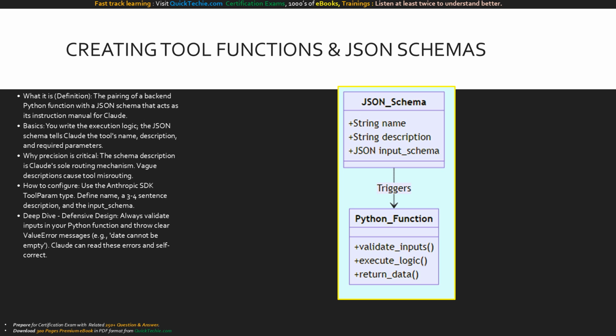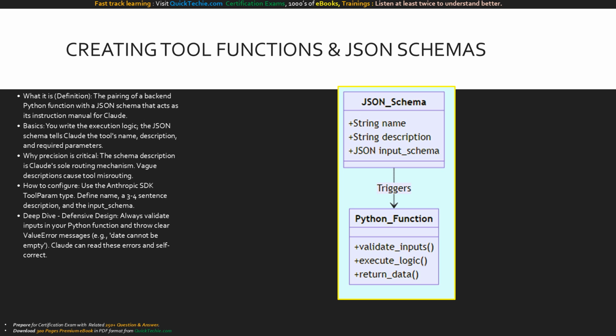Here is a massive exam tip. Your tool description is the routing mechanism for the LLM. If you write "searches data," Claude will guess and it will fail. You must write explicit descriptions like "searches customer database by email or phone, returns empty array if none found." Furthermore, practice defensive design. Write Python logic that throws clear errors if Claude passes a bad parameter, so the model can read the error and self-correct its next attempt.